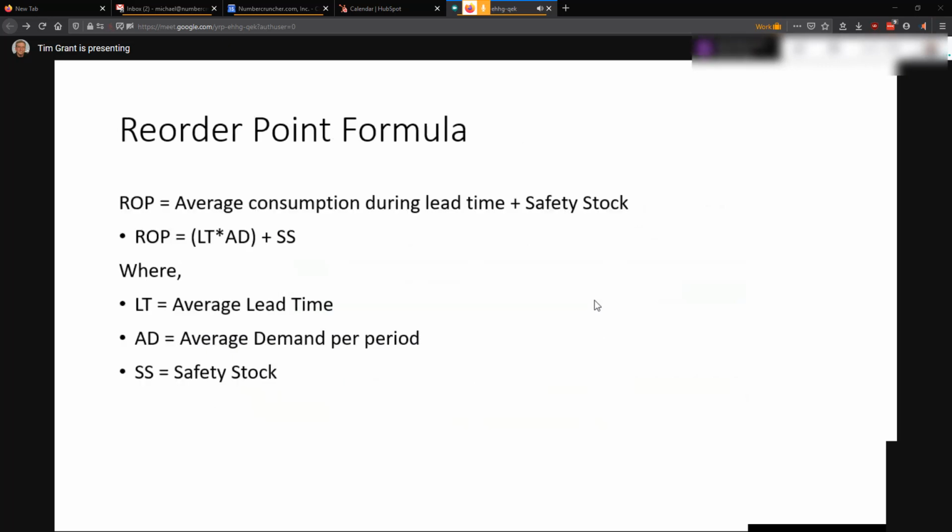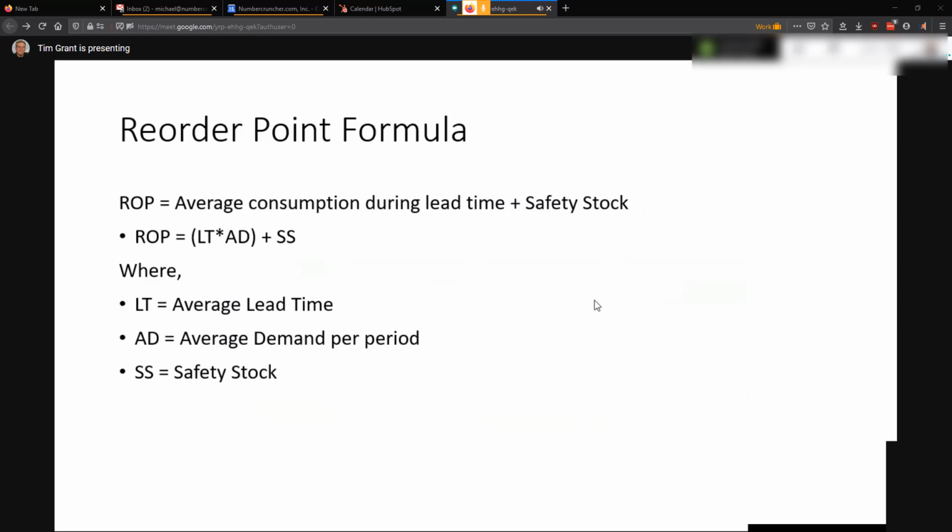The reorder point formula is shown here. It's basically the average consumption during lead time plus the safety stock, expressed in a formula where LT is the average lead time, AD is the average demand per period, and SS is the safety stock. To understand the formula, realize there are variables at play here.